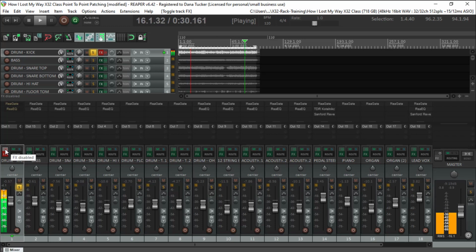Can you hear that snare coming in when I take the gate off of it? Notice there's no more snare coming through. It's a cleaner signal. And you've got to do this all the way across your tracks or your inputs, whether you're in the studio or whether you're going live.